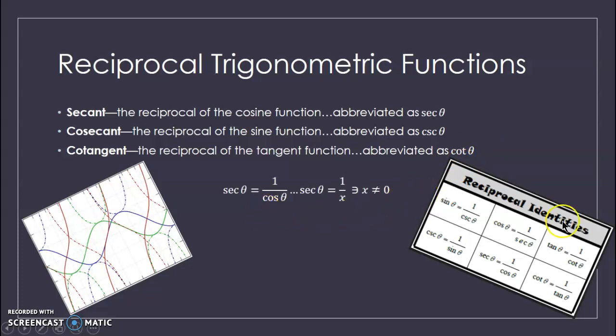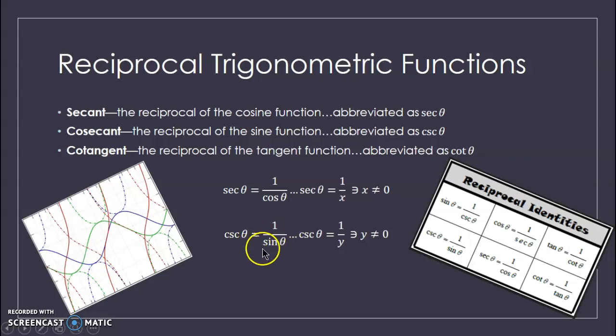So just in case you missed it here, secant is the flip of cosine. My apologies. So that means if I have the secant is 1 over cosine theta, if cosine theta is equal to x, then secant theta is equal to 1 over x. Makes sense, right?